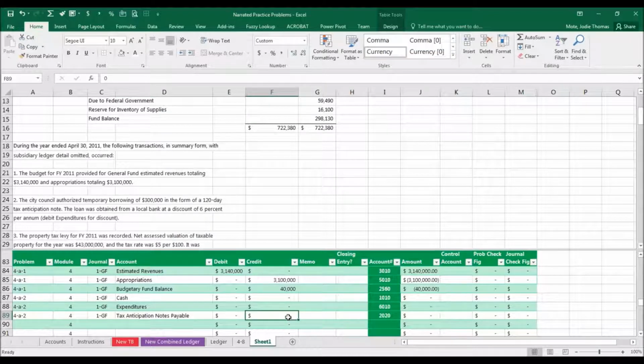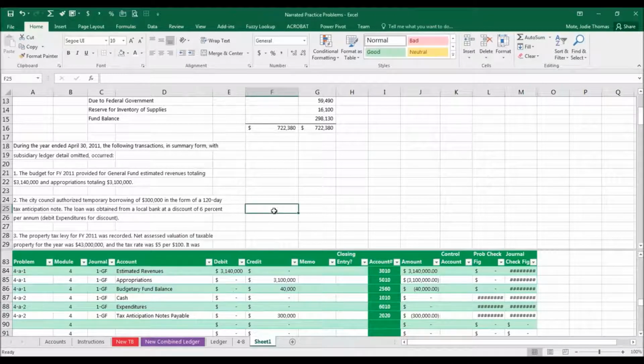So 300,000, we know that's going to be the face value of the note. But the amount we're actually going to collect is going to be reduced by this discount, okay? And it says that the discount is 6%, but that's per annum. So that's an annual rate. So what we're going to do here is take the 300,000. Let's type it out nice and neat here.